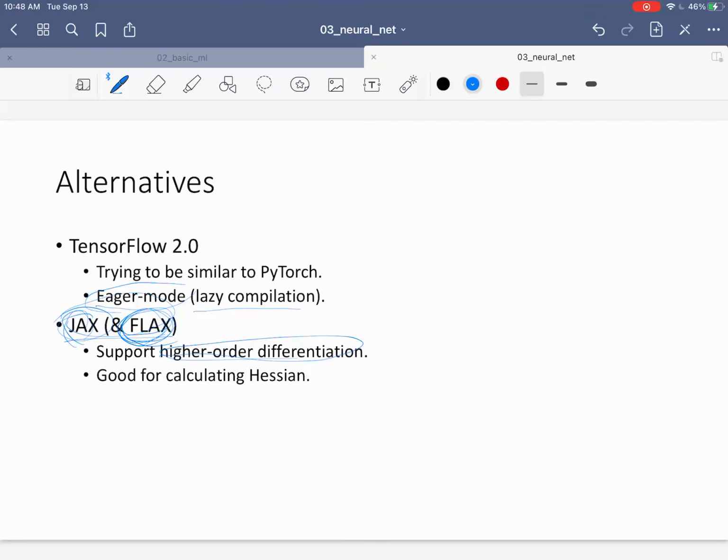Especially because it is different from PyTorch, as it supports higher order differentiation. So sometimes if you're interested in doing some science with deep learning or some a bit more unorthodox research that requires higher order differentiation, then you can't do it with PyTorch, so you must use JAX and Flax.